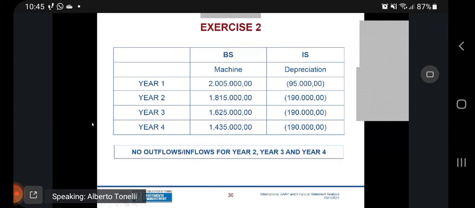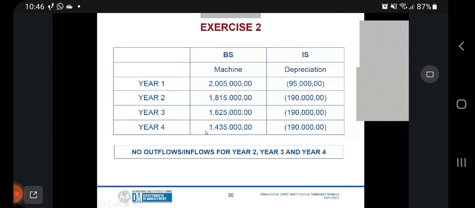Balance sheet, income statement, and cash flow statement for the second, the third, and the fourth year. The amount of the machine for the first year we saw before is approximately 2 million, while the depreciation is 95,000 starting from the 1st July of year 1 until the last day of the reporting period. For the second year, the net carrying amount of the machine is approximately 1.8 million, while the depreciation charge is equal to 190,000. And so on for the third and the fourth year.